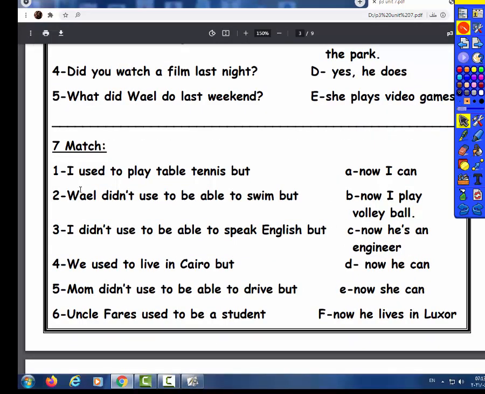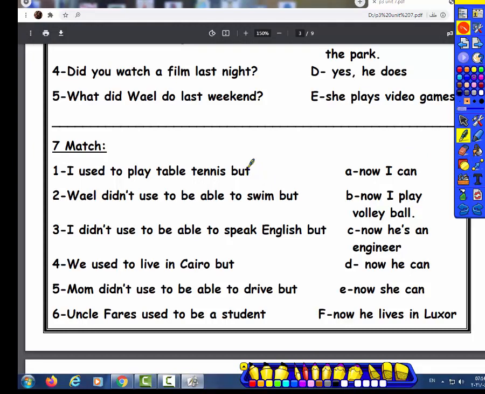Number seven, match. Number 1, I used to play table tennis, but now I play volleyball. Number 2, Wael didn't used to be able to swim. When he was young, he didn't used to be able to swim, but now he can.